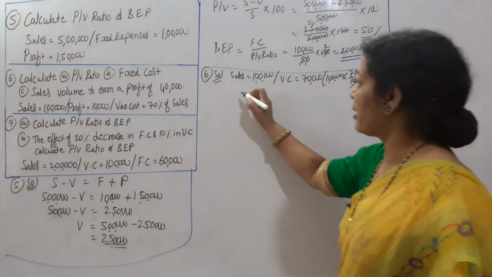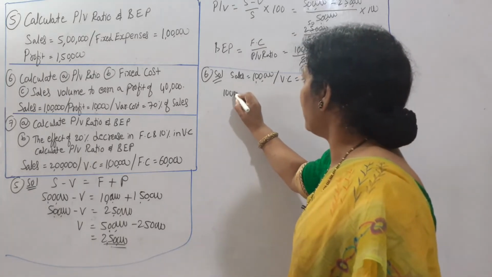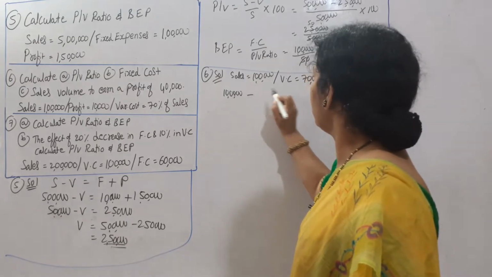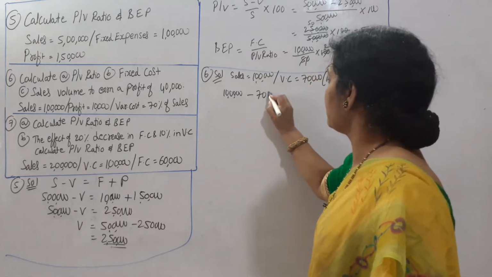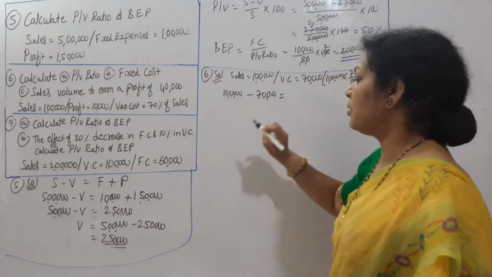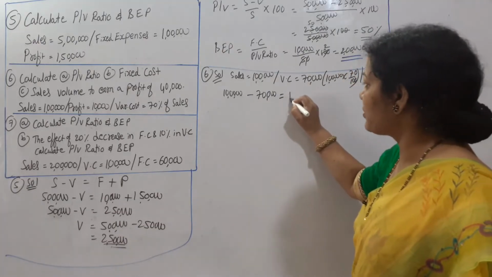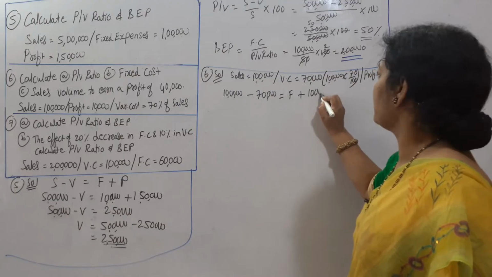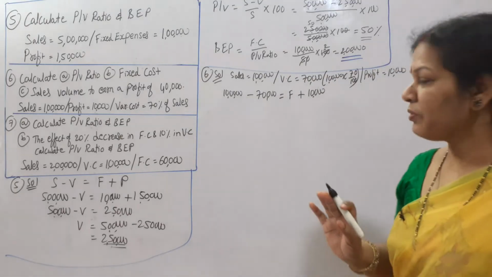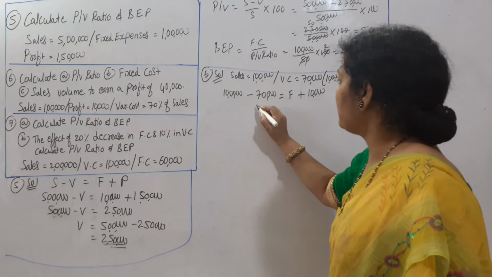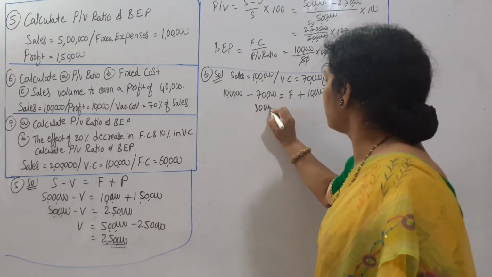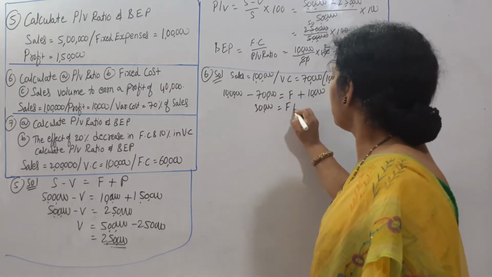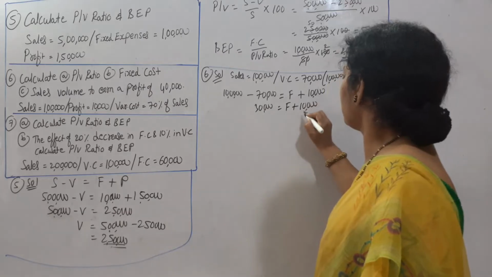S is 1 lakh. S minus V, V is 70,000, is equal to F plus P. Fixed cost we don't know, plus P. Profit is given, 10,000. We will do this simplification. 1 lakh minus 70,000, 30,000. 30,000 is equal to F plus 10,000.